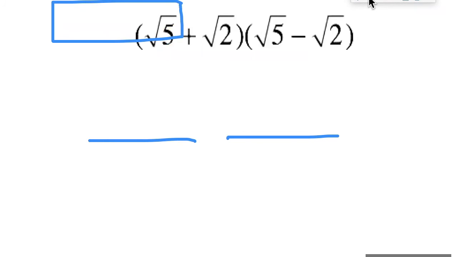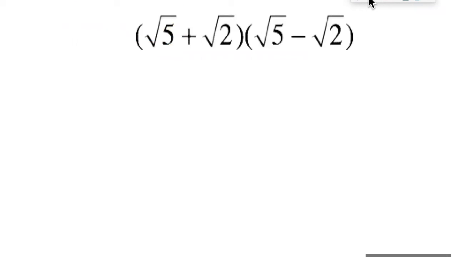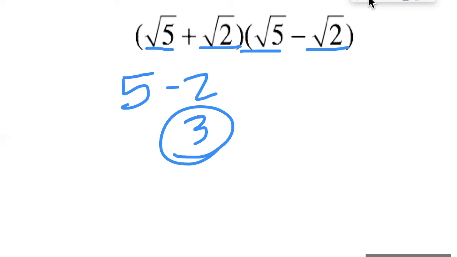So let's just quickly do the multiplication on this one. We could recognize it's difference of squares. So we could square the first term, and we could do the negative square of the second term, and we get 3. Because we ignored that middle multiplication because we know it creates a zero pair. So quick and easy, right?